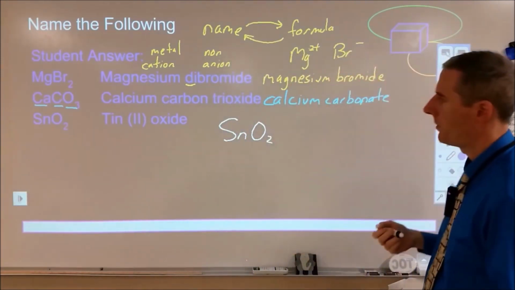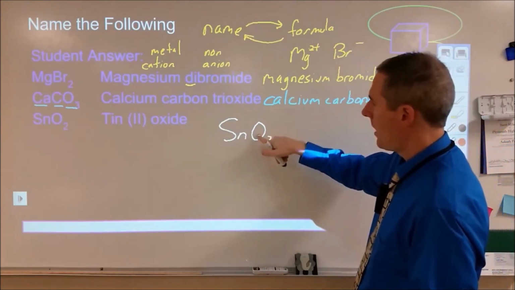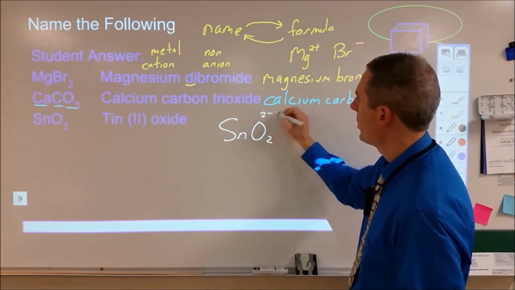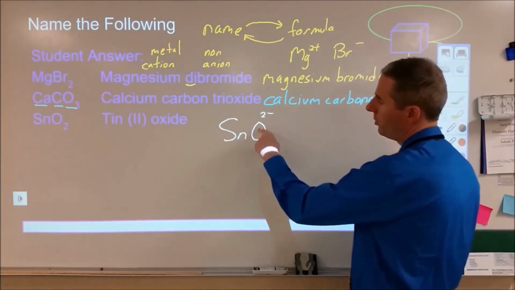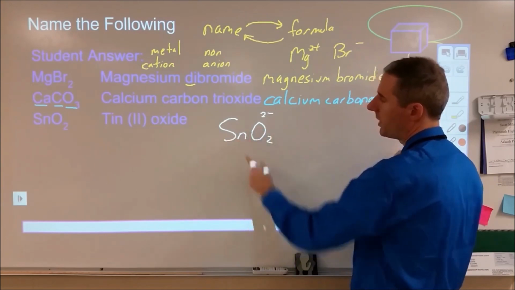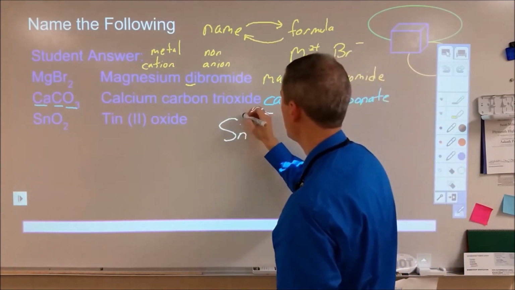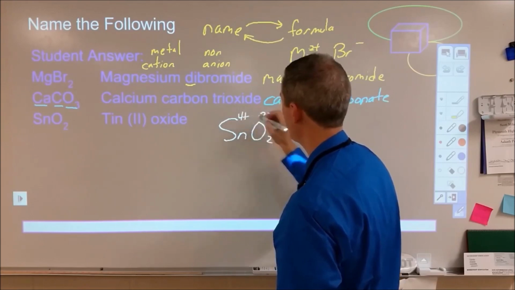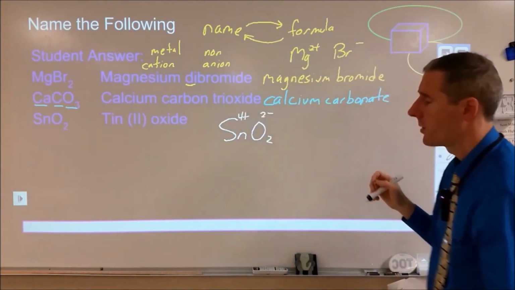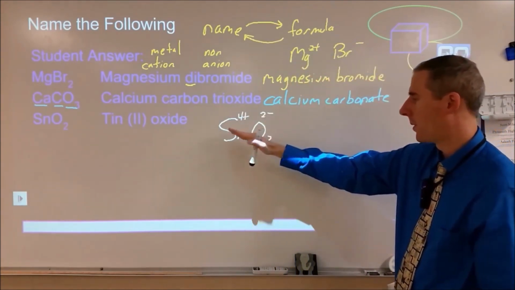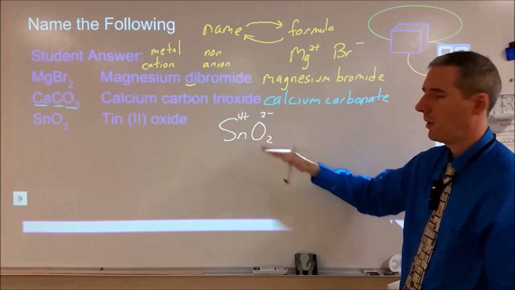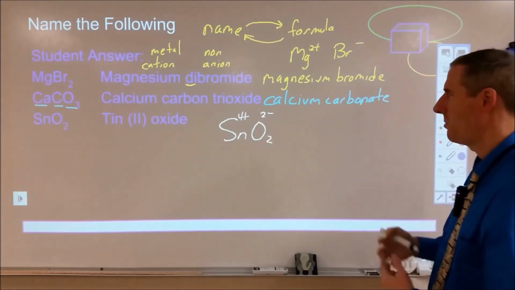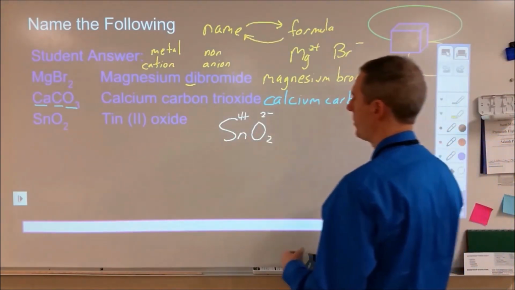So this is a very common problem that causes a lot of mistakes. The oxygen here has a 2- charge. So when I have two 2- charges and then one tin to balance that out, that means that the charge of the tin must be 4+. And so anytime you have a compound with multiple charges and something like oxygen or sulfur, you need to be very careful about figuring out the actual charges.